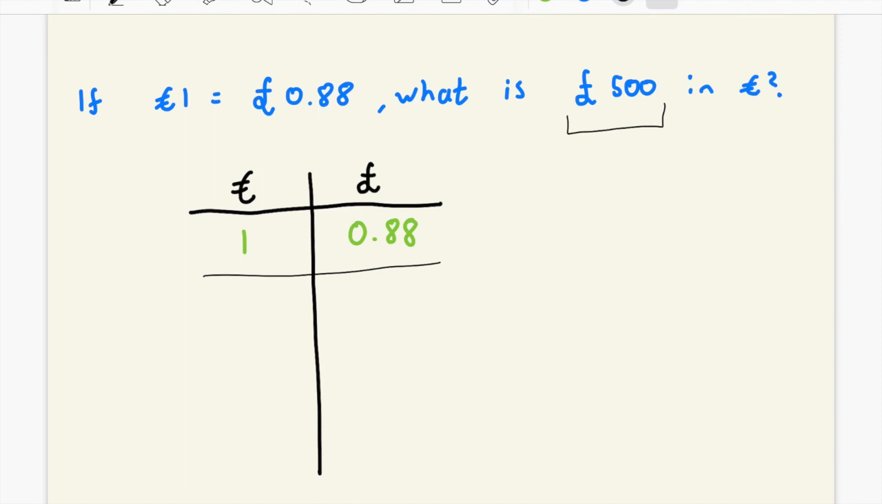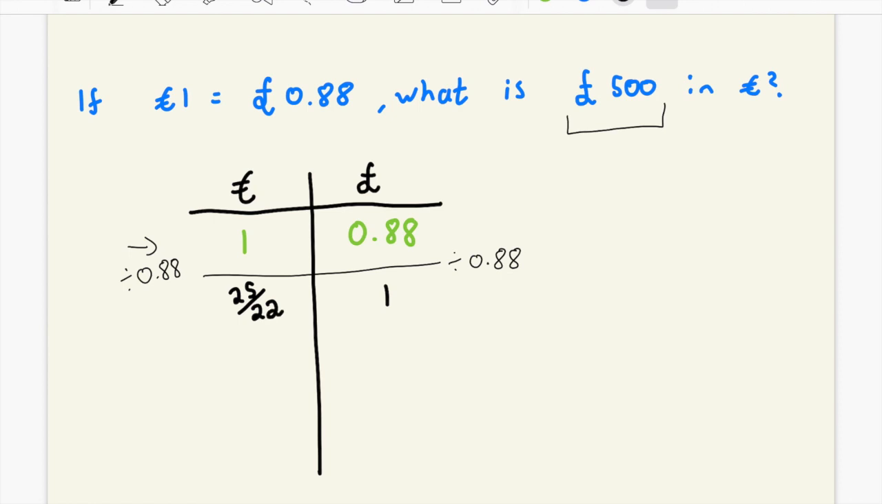But our 1 in our exchange rate is on the euro side. So that's a problem. So the first thing we need to do is get a 1 on the pound side. So in order to do that, we can divide the 0.88 by 0.88, because anything divided by itself is going to give you 1. But if we're dividing by 0.88 on the right, then we need to divide by the same on the left. So we're going to divide the 1 on the euro side by 0.88 as well. And that's going to give us 25/22, which we're just going to leave as a fraction.